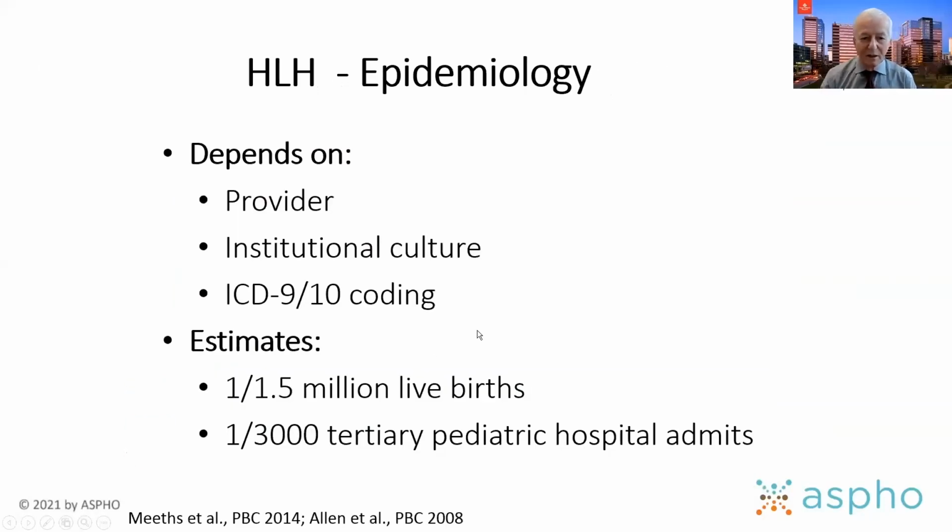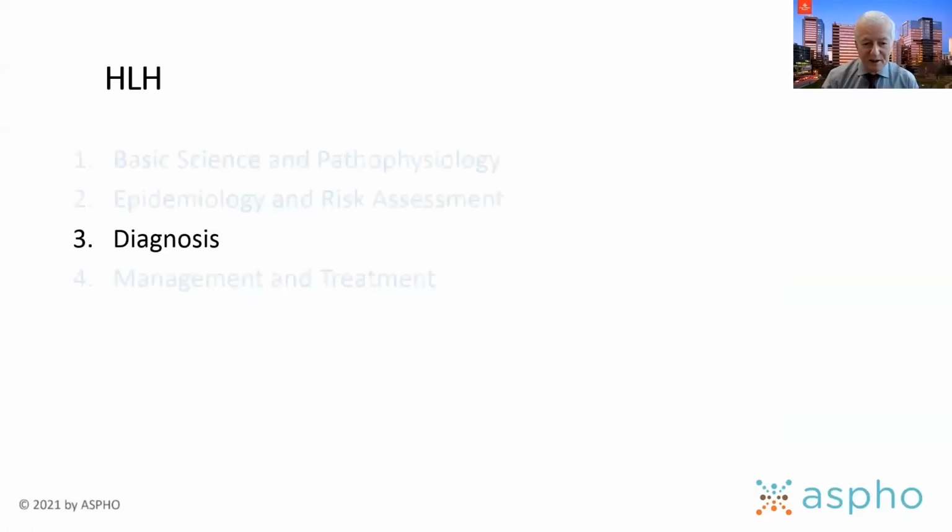So what's the epidemiology? It's relatively rare, 1 to 1.5 per 1.5 million live births, or maybe 1 per a few thousand in large pediatric hospitals. But it really depends upon the provider and the institutional culture. And the ICD-10 and 9 coding for these patients is very poorly assessed.